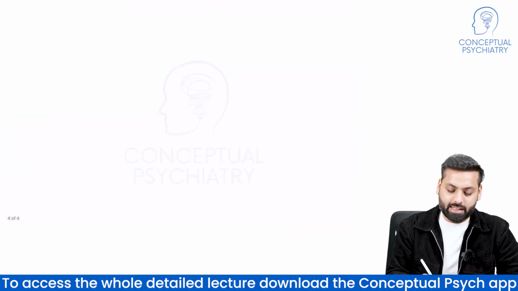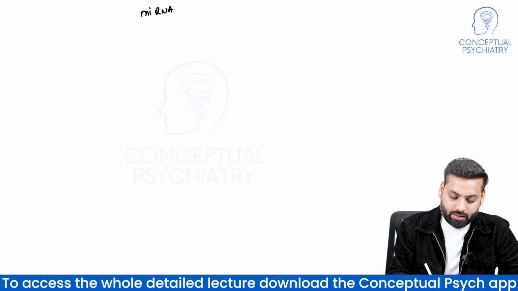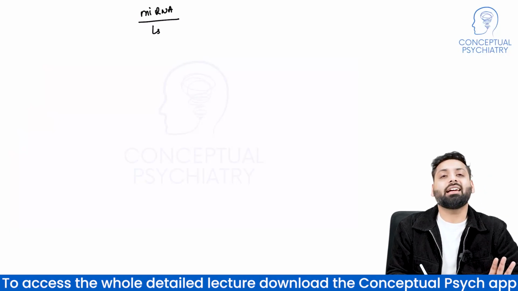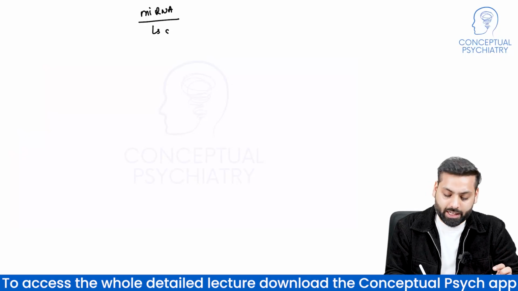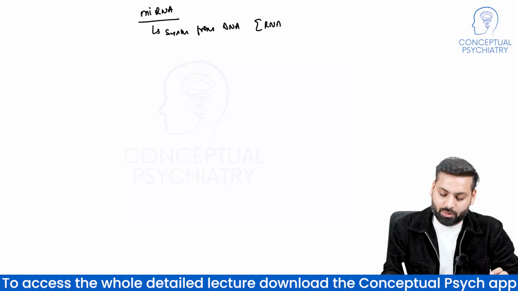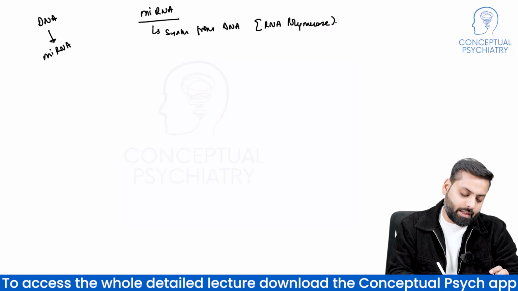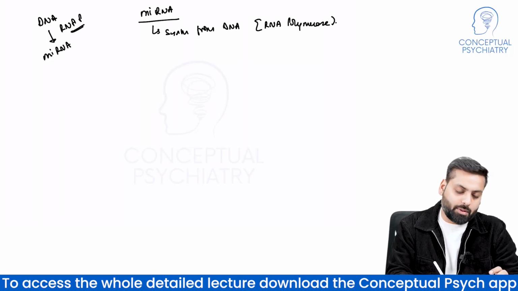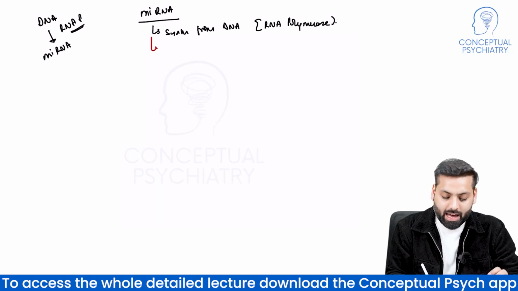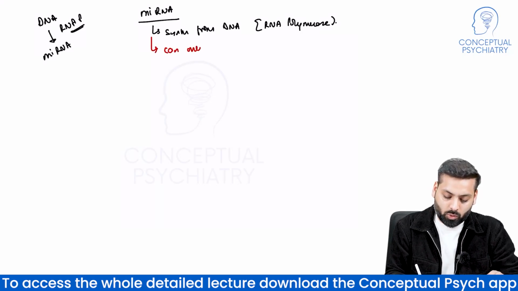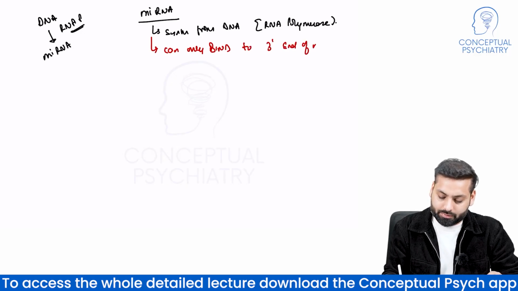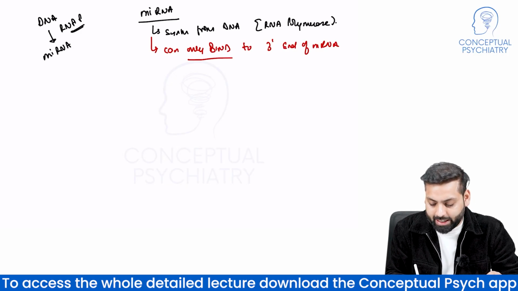Fine. So in gene knockdown, I told you that we use miRNA. Now let's understand. See, miRNA is microRNA. It is synthesized from DNA by RNA polymerase. So remember this, DNA forms miRNA. Enzyme used is RNA polymerase. Remember that this miRNA can only bind to the 3' end of mRNA.